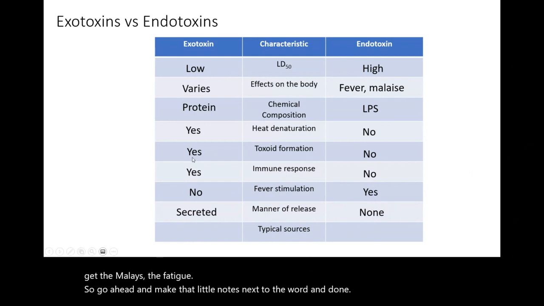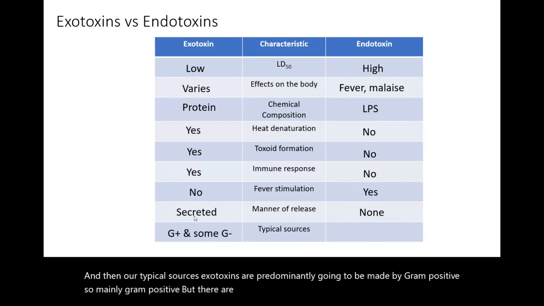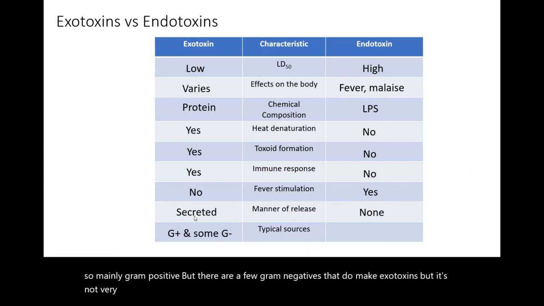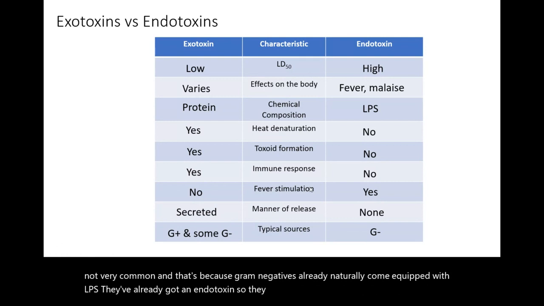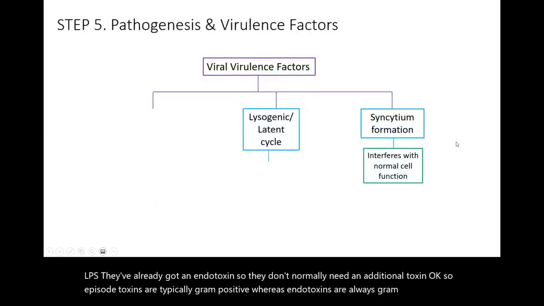And then our typical sources: exotoxins are predominantly going to be made by gram-positive bacteria. So mainly gram-positive, but there are a few gram-negatives that do make exotoxins, though it's not very common. That's because gram-negatives already naturally come equipped with LPS. They've already got an endotoxin, so they don't normally need an additional toxin. So exotoxins are typically gram-positive, whereas endotoxins are always gram-negative.